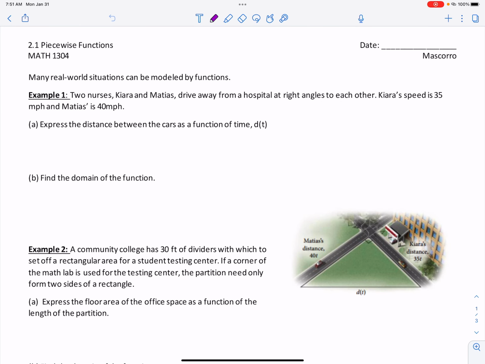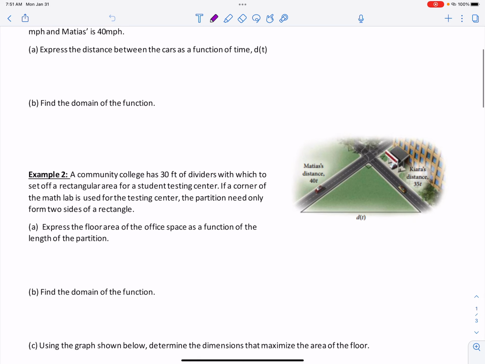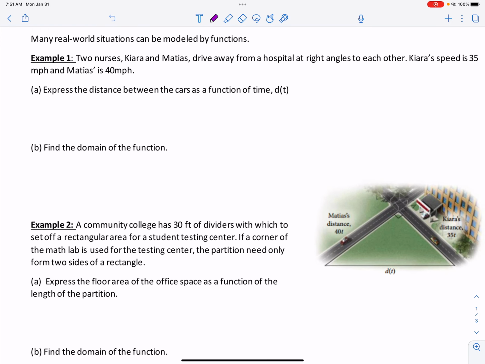Okay, so if you have this, we're going to start with example number 1. All of today is really just word problems, or the first page is just word problems. So we'll start off with a word problem. Example 1, we'll jump right in.